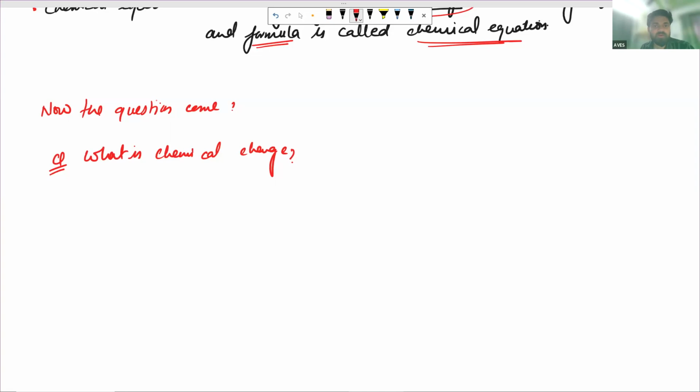Okay, so if I write, what is a chemical change? For example, if you have hydrogen gas, H2, and it burns in open air, then you will get water, H2O. We're just going to balance it. We'll learn how to balance, but first concentrate here. This is hydrogen gas.